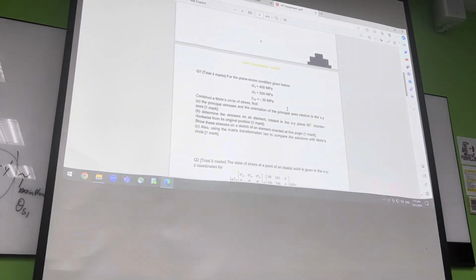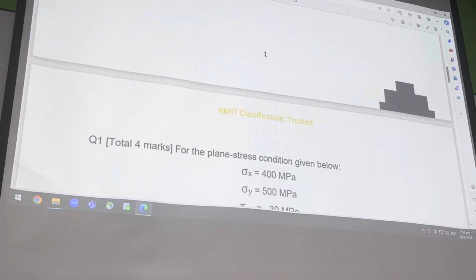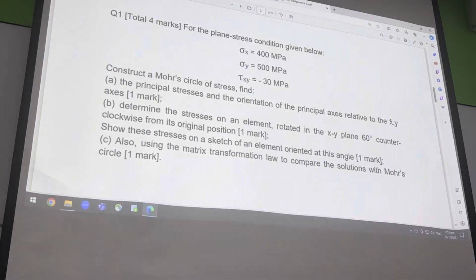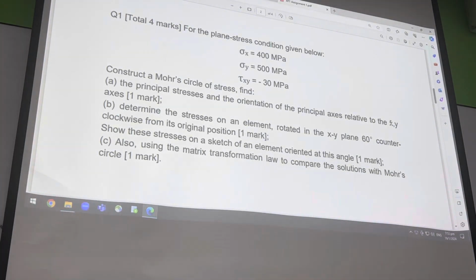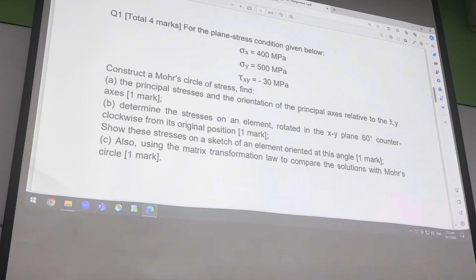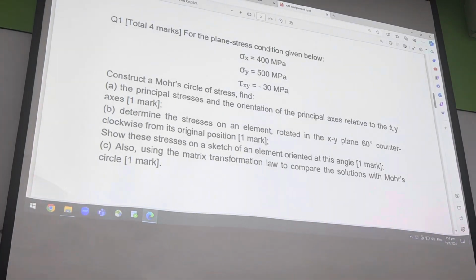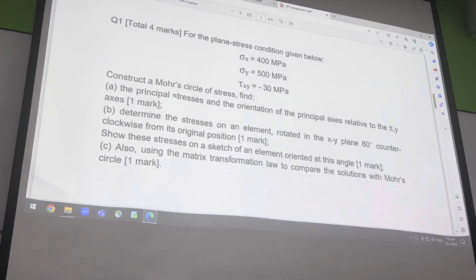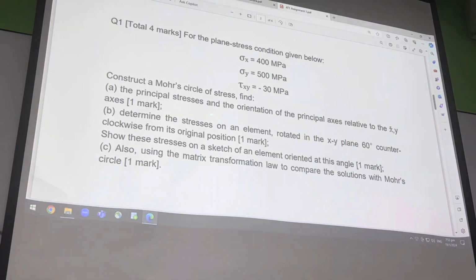Okay, so this is the first question. Have a look. You get 4 marks for this, and the mark distribution is given. Construct Mohr circles. Find the principal stresses and the orientation of the principal axis relative to the xy axis. So that means you need to find sigma 1, sigma 2, then theta p1, theta p2.